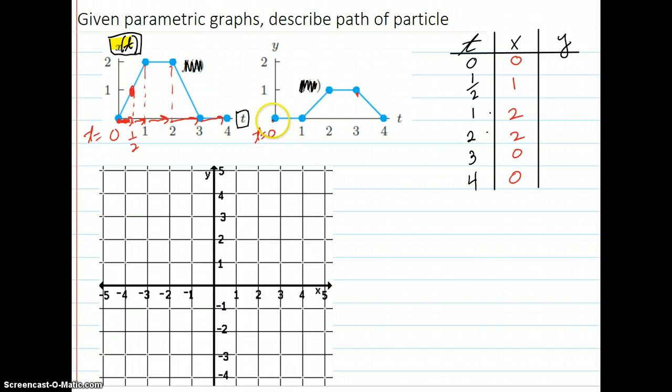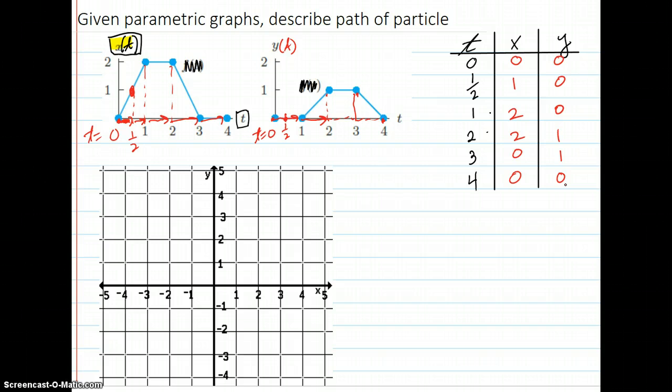When t started at 0, the y of t value was 0. When t clicked off to 1/2, the y value was still 0. When t clicked off to 1, the y value was still 0. When t clicked off to 2, the y of t value is 1. When t clicked off to 3, the y of t value was 1. When t went all the way to 4, the y value was back to 0.